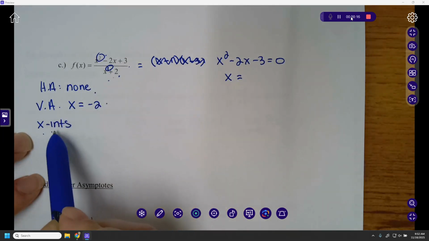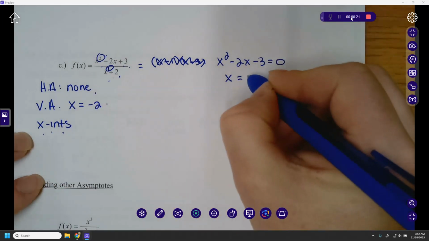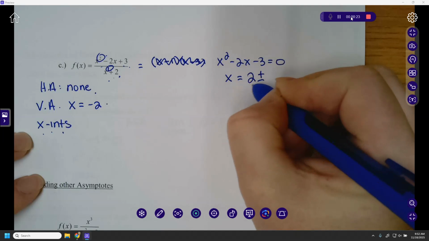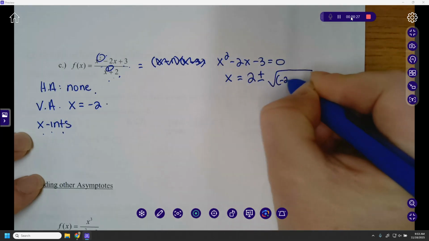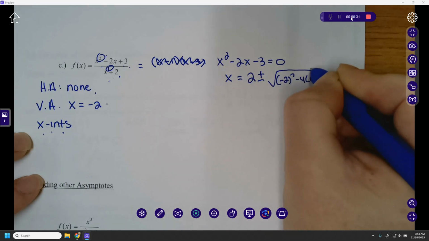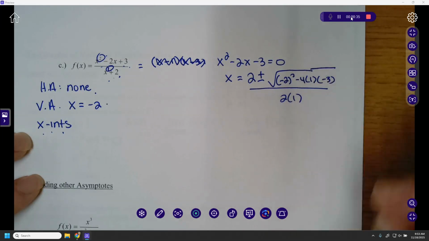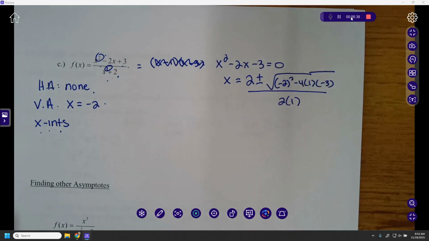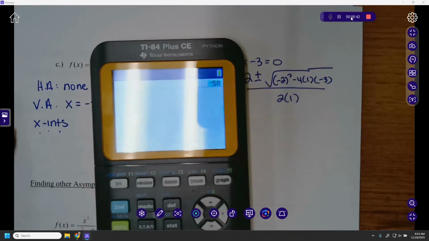Now we're trying to find x-intercepts. We can't factor this, so we're going to use the quadratic formula. So x equals the opposite of b plus or minus the square root of b squared minus 4 times a times c, all over 2 times a. Let's see what we get in the square root.